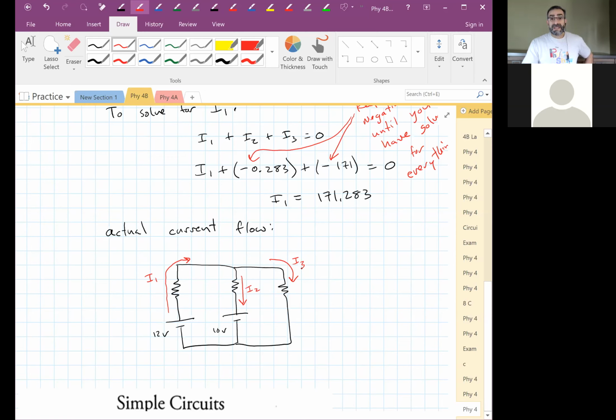So this circuit is used for recharging a battery. This is a circuit that's similar to recharging a battery. It's flowing the current backwards through battery 2 here, through our 10-volt battery, and that is reversing the chemical reaction in that battery and recharging the battery.